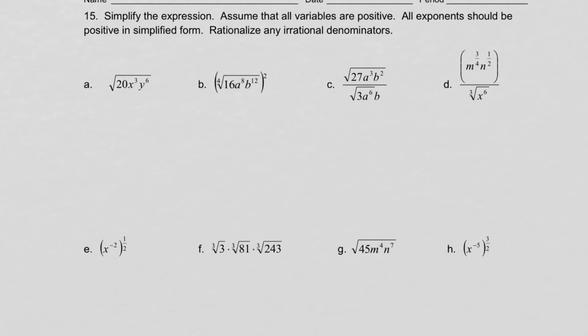Alright, number 15, simplify the expression. Assume that all variables are positive. All exponents should be positive in simplified form. Rationalize any irrational denominators. Okay, so just basically simplifying all these expressions right here. All of these have multiple ways of doing them. Okay, and I showed you guys a bunch of different ways.